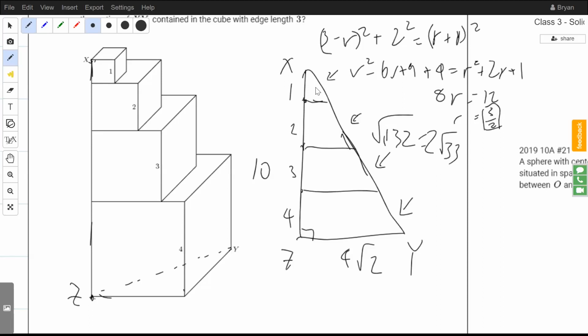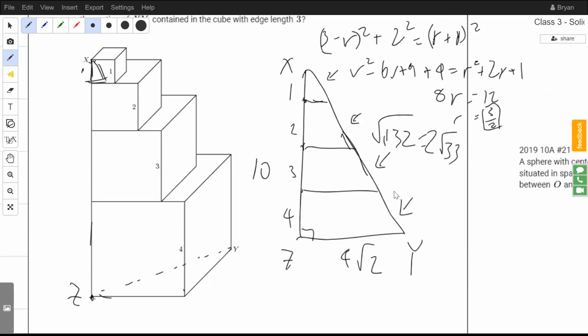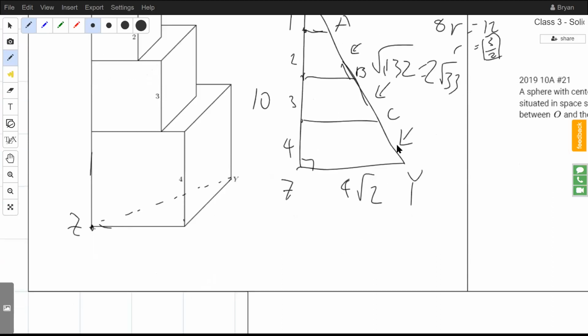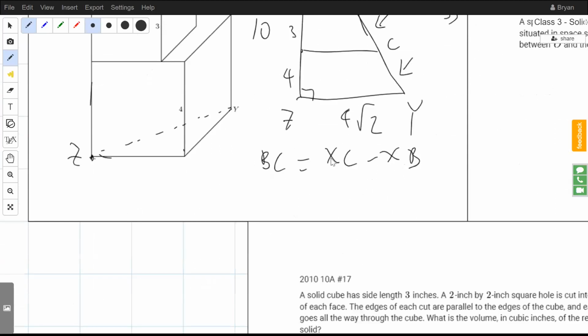And it's pretty easy to imagine this as the height just corresponds to the section of the length that's in the cube, like that. From here, this is just basic similar triangles. Let's label some points. Let's call this A, B, and C. Then we want to find BC, and that's just equal to XC minus XB. You can see here, it's just this length minus here. Actually, you don't even have to do that.